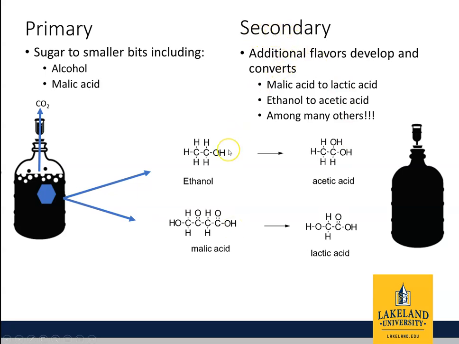Typically additional flavors can develop. For example, this is a green apple type of flavor, which isn't necessarily bad depending on the type of beer, but it indicates that you maybe stopped your fermentation a little too early. We want that to develop into other compounds, maybe lactic acid, or ethanol into acetic acid. It changes those flavors a little bit in terms of what you want it to taste like.